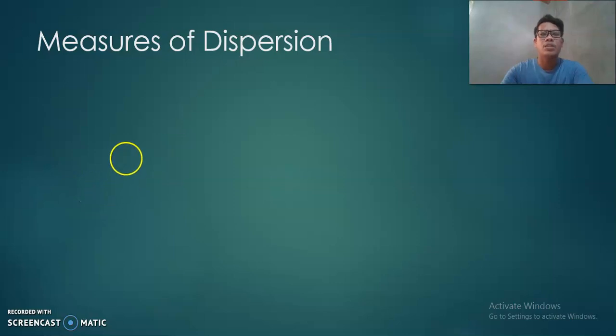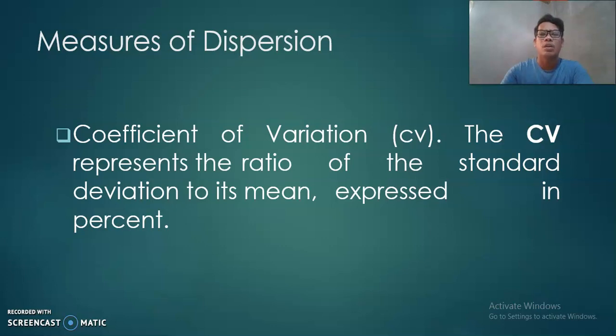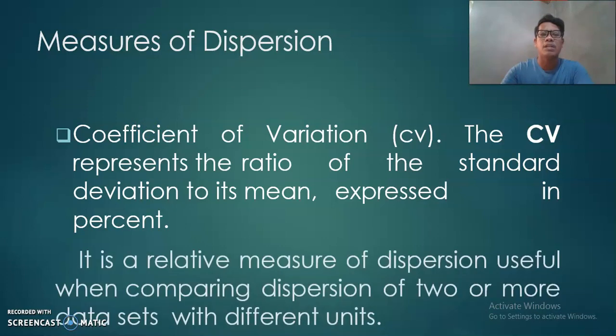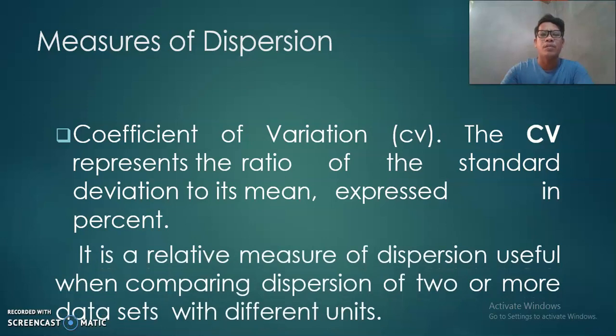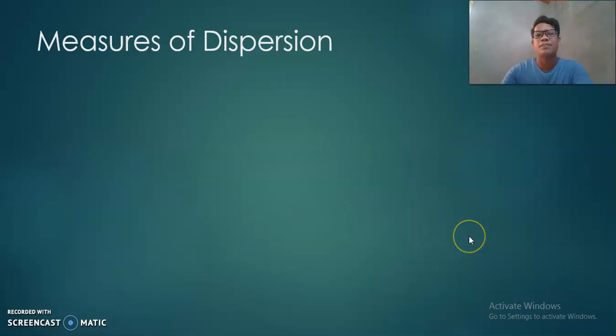The last measure of dispersion is what we call the coefficient of variation. The coefficient of variation is the ratio of the standard deviation to its mean, expressed in percent. The significance of knowing the coefficient of variation is to compare dispersion of two or more data sets with different units. To calculate it, we simply divide the standard deviation by the mean, times 100%.